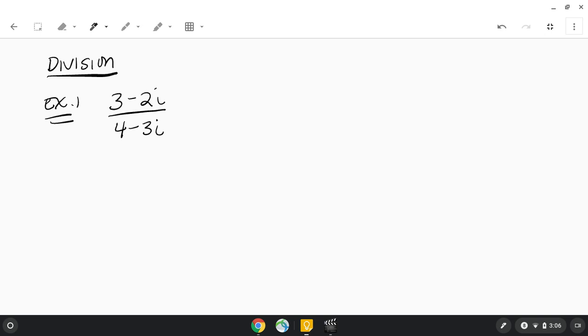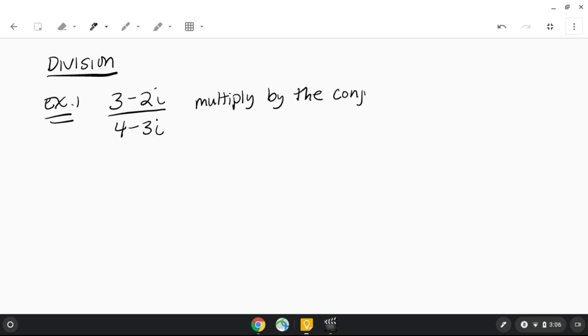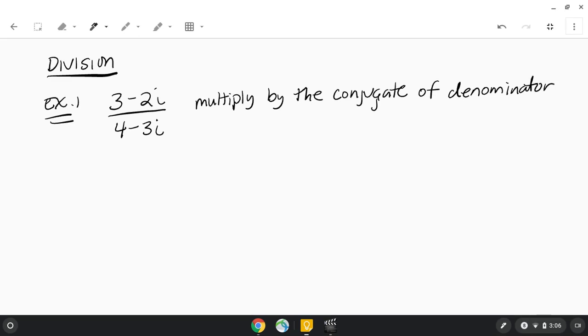So here, we're going to multiply by the conjugate of the denominator over itself, okay? Because we can only multiply by the number 1, or else we change the value of this number. So we're going to multiply by the conjugate of the denominator over itself, okay?